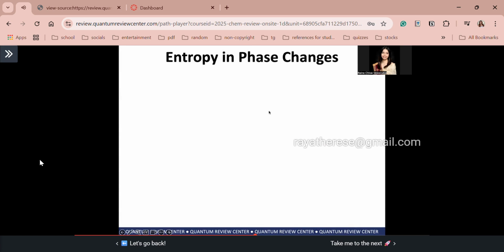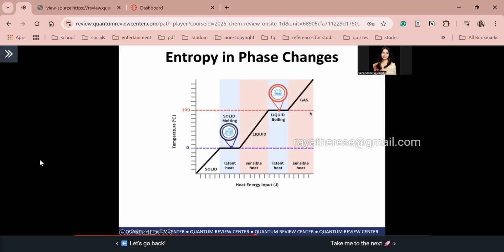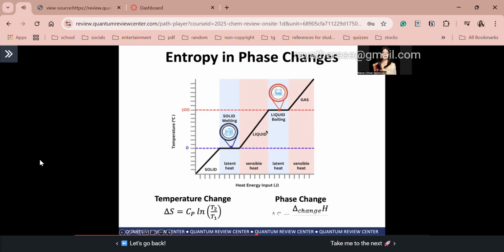Now let's proceed, guys, to entropy and phase changes. Di ba, guys, nag-calculate tayo ng enthalpies of phase changes. So syempre, makakacalculate din natin ang entropy and phase changes. Tandaan, guys, sa ating heating curve of water, hindi basta-basta madedetermine ang final temperature o ang final entropy, because ang ating solid ice ay maraming pinagdadaanan. Here we have, again, latent heat and sensible heat.